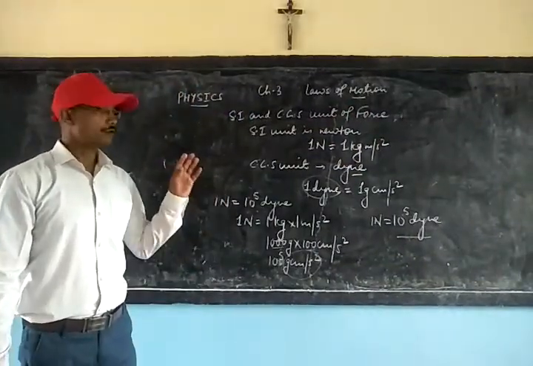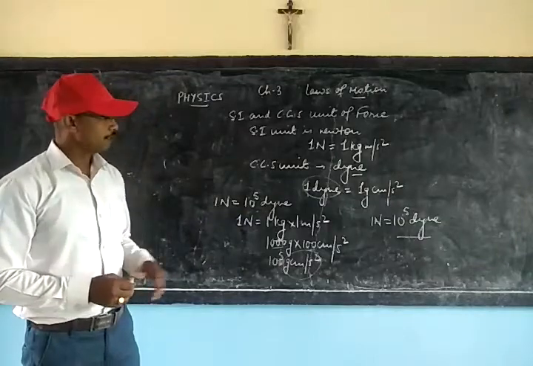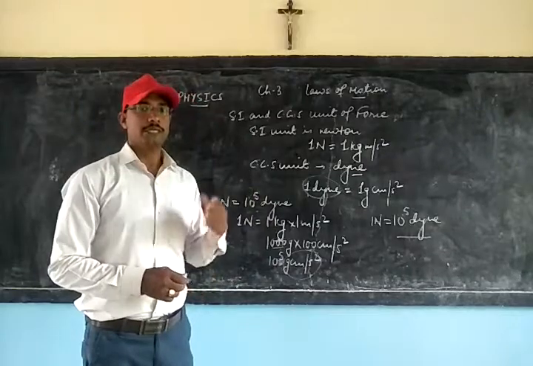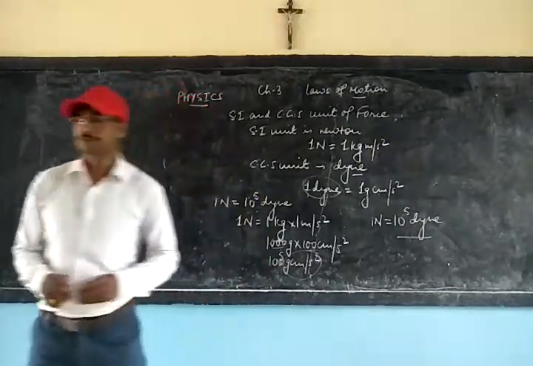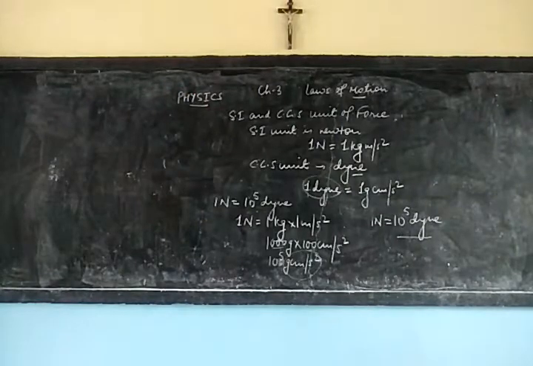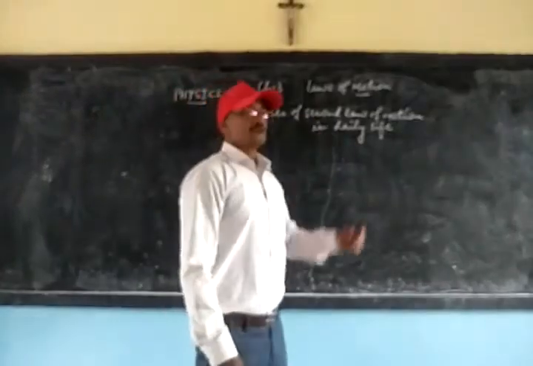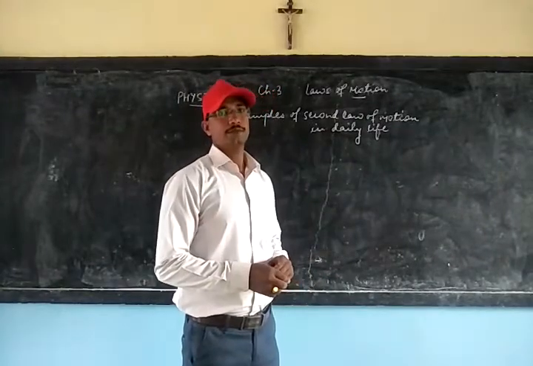So this is what we have obtained. 1 Newton is equal to 10 to the power 5 dyne, and this is the process. Let us now come to the examples based on Newton's second law of motion. So next we have examples of second law of motion.